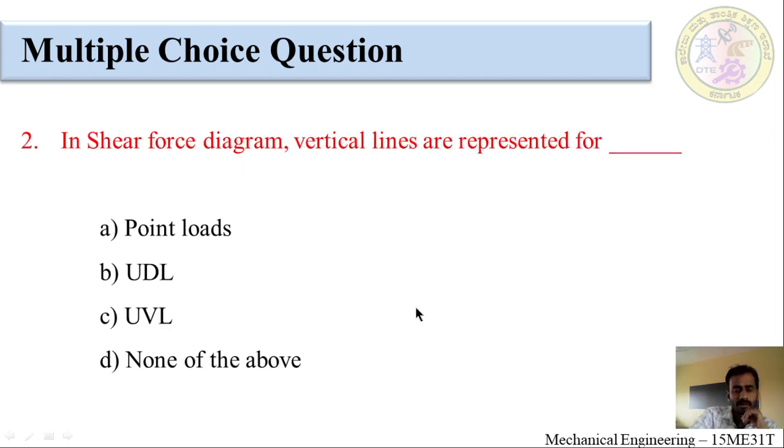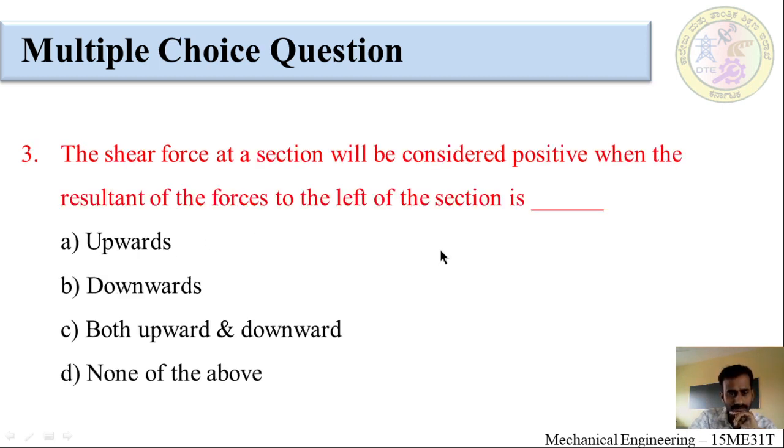Moving on to second one, in a shear force diagram, vertical lines are represented for which type of load? Point loads. When there is a point load, you will get a vertical line in the shear force diagram. So, the answer is option A, point loads.